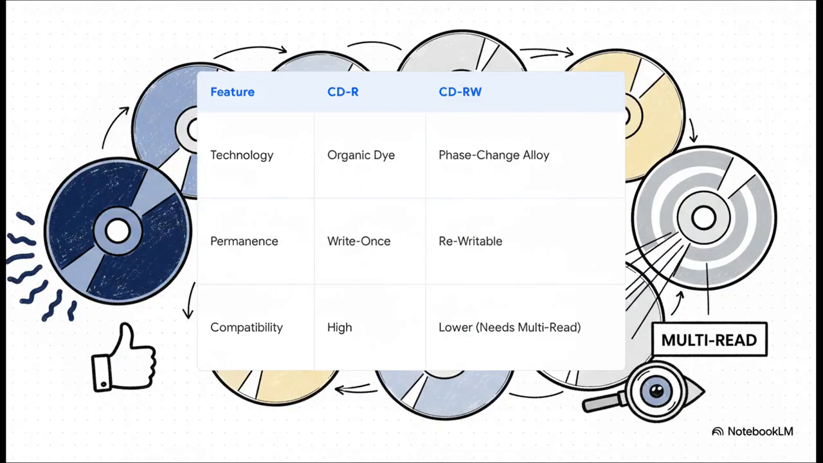But this amazing rewritable ability came with a big trade-off: compatibility. CDRs were simple. They worked in just about any player. CDRWs, though, because they used that phase change alloy, the difference in reflectivity between the burned spots and the unburned spots was much smaller. This meant they needed newer, more sensitive players. You probably remember seeing that multi-read logo on them, just to even see the data.